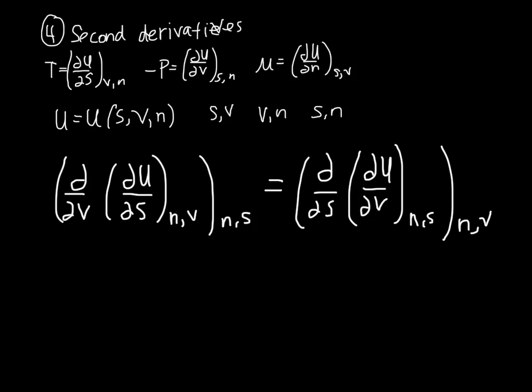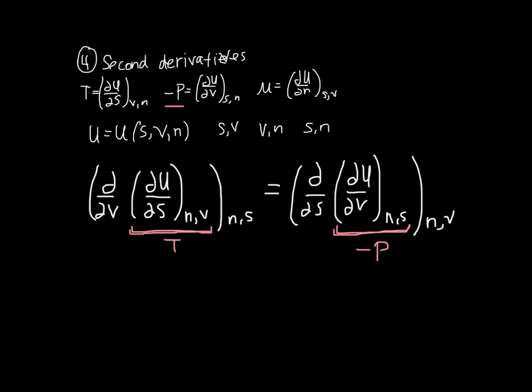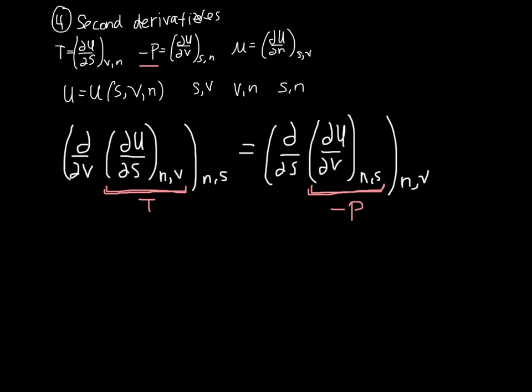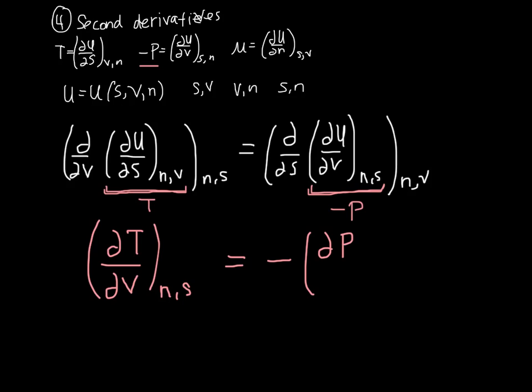So the coefficient relationships come in here because I can replace this stuff with, if we look up here, T, and I can replace this stuff up here with negative P, which then allows me to write that ∂T/∂V at constant N and S is equal to negative ∂P/∂S at constant N and V.